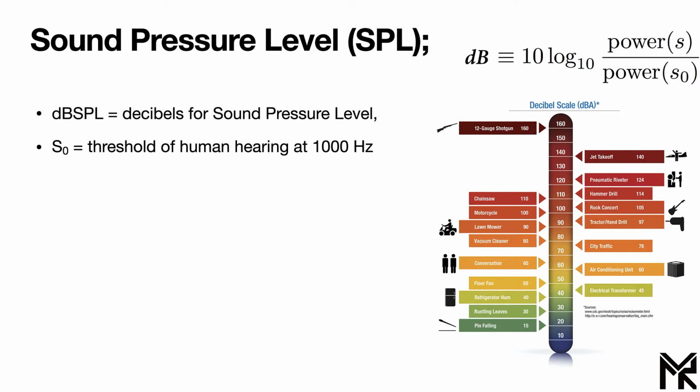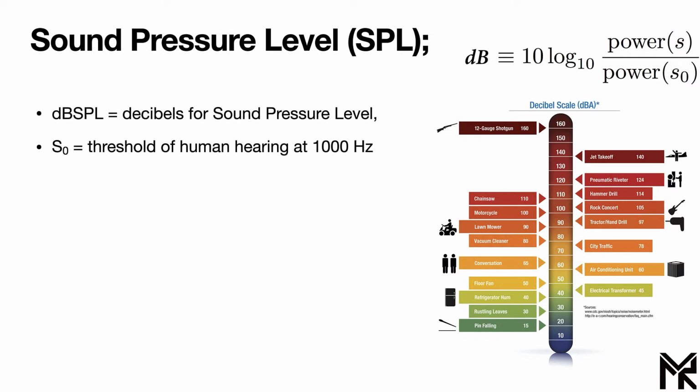And what this means is they got a bunch of people sitting in a room, and they played a really quiet sound at 1,000 hertz. And they adjusted the volume of that sound until 50% of the people could actually just detect that a sound was there. And that's what they define, the pressure displacement of that sound, as the reference value.